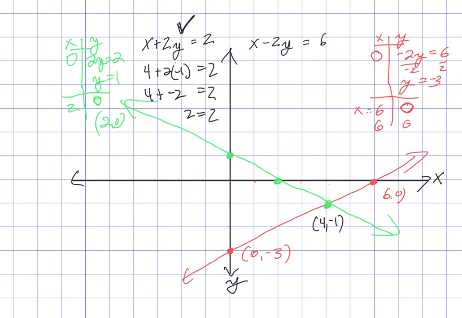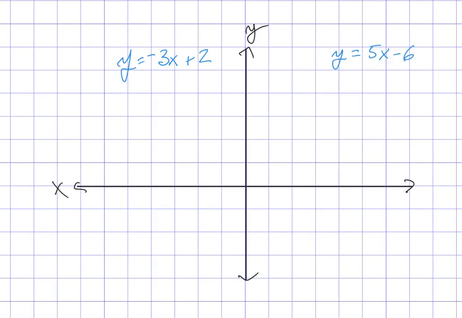Then I'm going to do the same thing on the next equation. I have 4 for the x minus 2 times, and then the y was negative 1, equals 6. It's going to be 4, and then I have negative 2 times a negative 1 will be positive 2, equals 6. 6 equals 6. It checks for this equation as well. So I graph it, find out that point where they two intersect, and that's the solution by graphing.